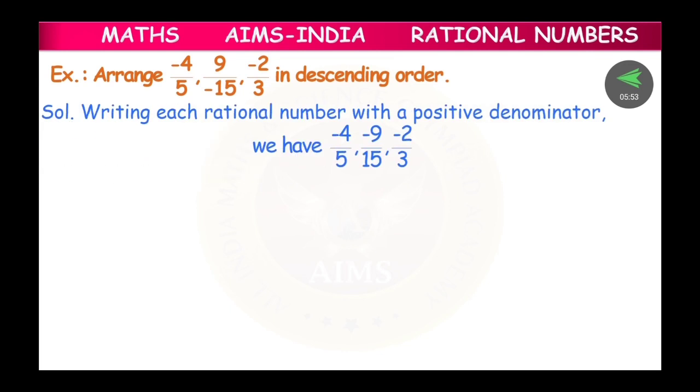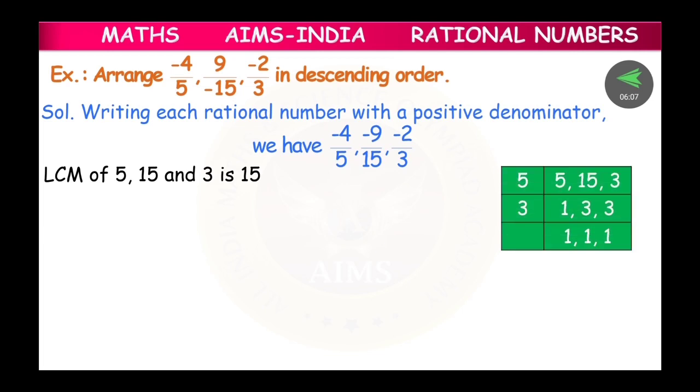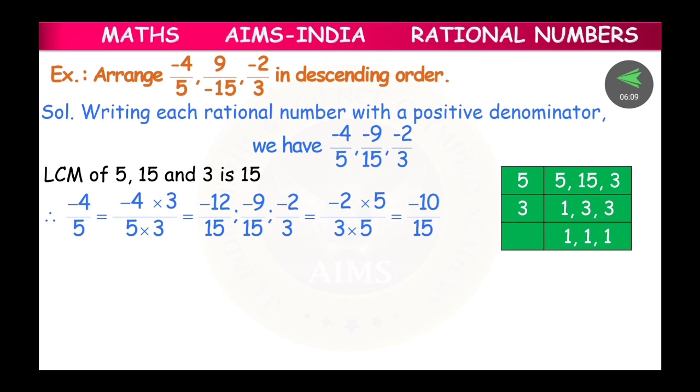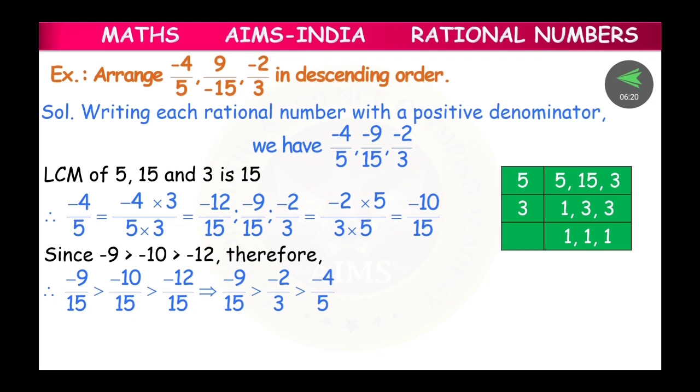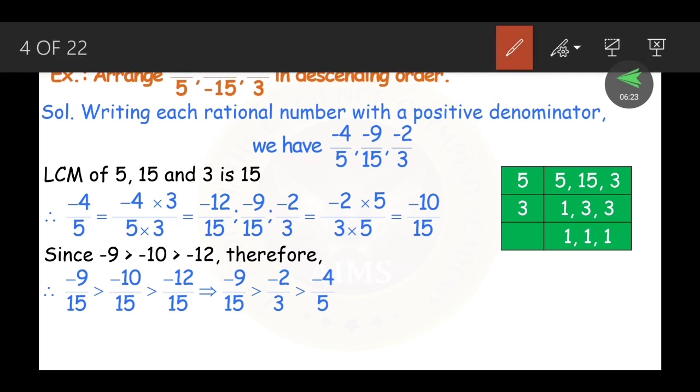So how? First, what do we have to do? First we have to write each with a positive denominator. That is the first step. Then we have to take the LCM of the denominators. That is the second step. Next, all the fractions are to be written with the denominator in terms of the LCM. So like that we can compare. Let me repeat once again. In the question they asked us to write the given fractions in descending order. So what have we done?